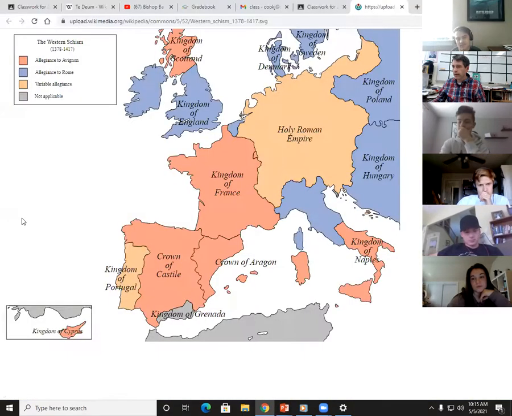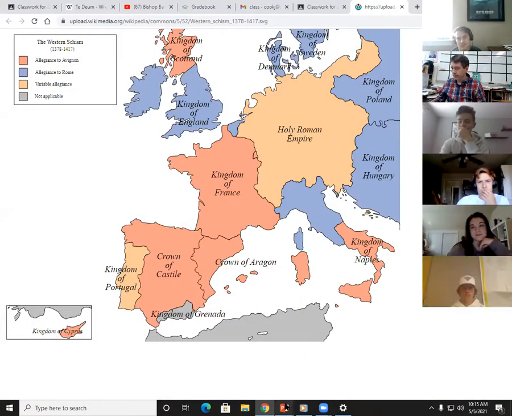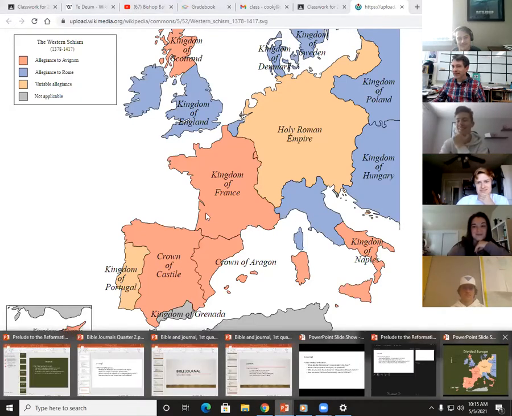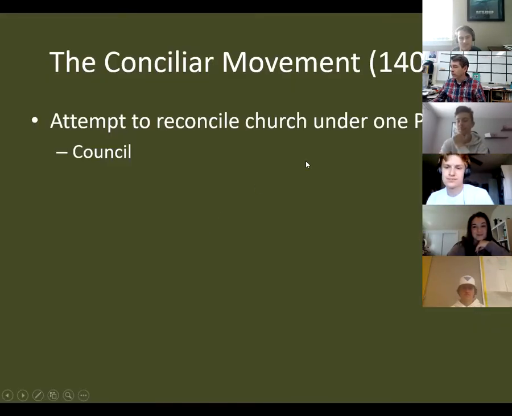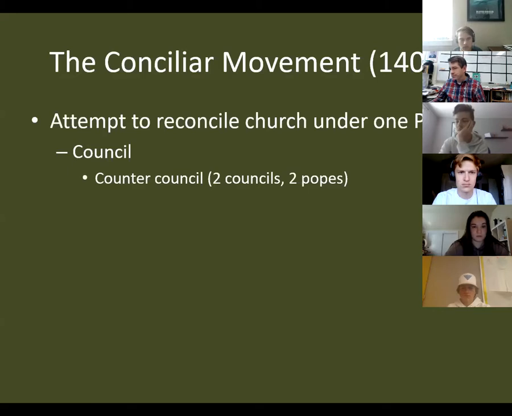Okay, continuing. So this leads to someone realizing that there are some serious theological problems here. The conciliar movement. We have to reconcile the church under one pope, obviously. And so they come up with a council in order to reconcile the church under one pope. But the other faction didn't like the council that was called because it had too many French people on it. And so they call a counter council. So now we have two different councils trying to reconcile the church under one pope with two different popes.